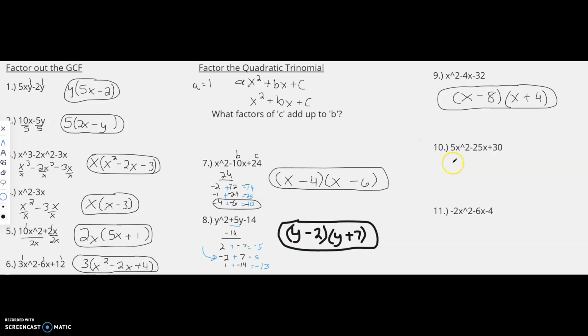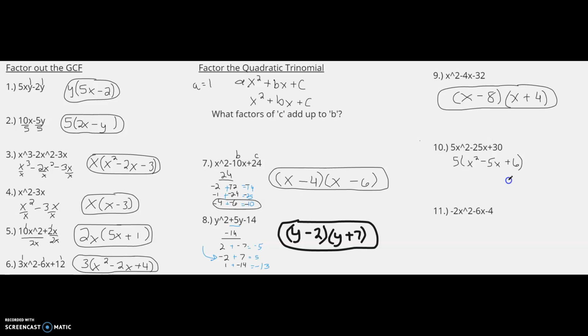All right, now a little bit tricky on number 10. Notice a is not 1, a is 5. But if we practice what we did with some of these other ones, the 1, 2, 3, 4, 5, 6 over here, we can factor out a 5 from all three terms. We're going to do that here. If we factor out a 5, look at what we're left with. X squared minus 5x plus 6. So now the question is, what factors of positive 6 add up to a negative 5?